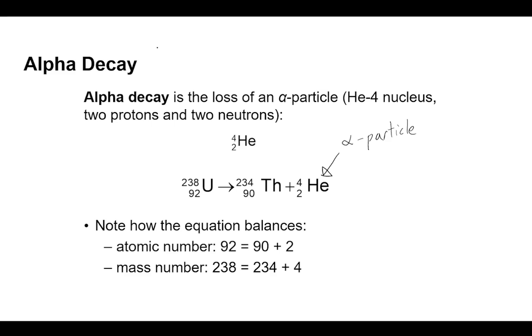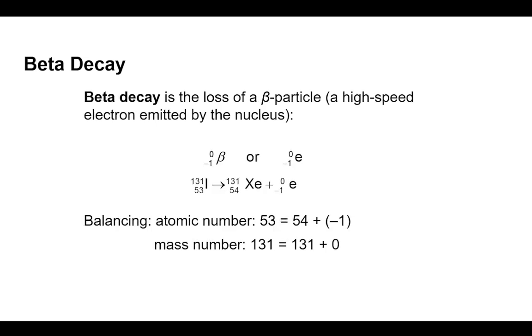A second way a nucleus can emit energy or radioactively decay is through beta decay. So we had alpha decay, now we have beta decay. And here we're emitting a beta particle. And really this is just an electron. So you'll see it written like this or like this. But in either case, it is just an electron. And it's a very, very high-speed electron emitted by the nucleus.